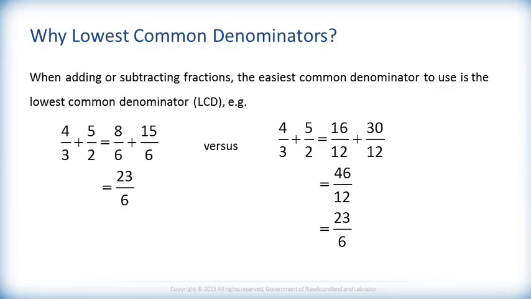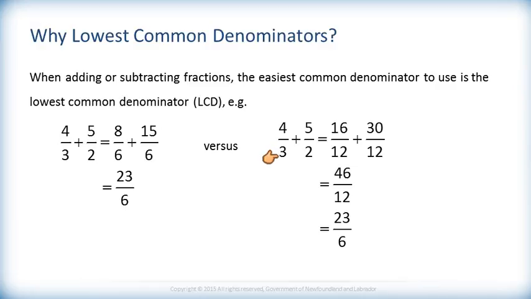Well, when we're adding or subtracting fractions, the easiest common denominator to use is the lowest common denominator. So for example, if I'm adding 4/3 plus 5/2, the common denominator here would be 6. So I've got 8/6 plus 15/6, which gives us 23/6.